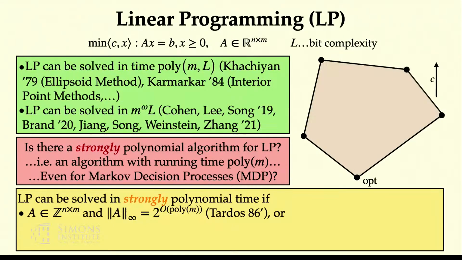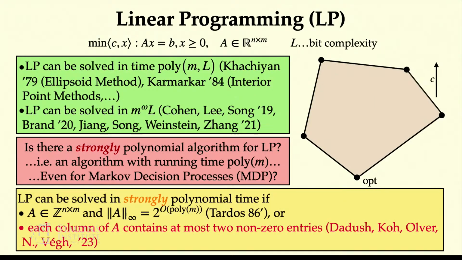This was due to Tardos in 1986. And crucially, here, the dependency is only on the entries in the constraint matrix. It doesn't matter what b and c are. They can be essentially irrational numbers. If my model allows me to add, subtract real numbers, any real numbers, then you can do it in strongly polynomial time. And another big class where you can do it in strongly polynomial time is if your constraint matrix A has at most 2 non-zero entries in every column.